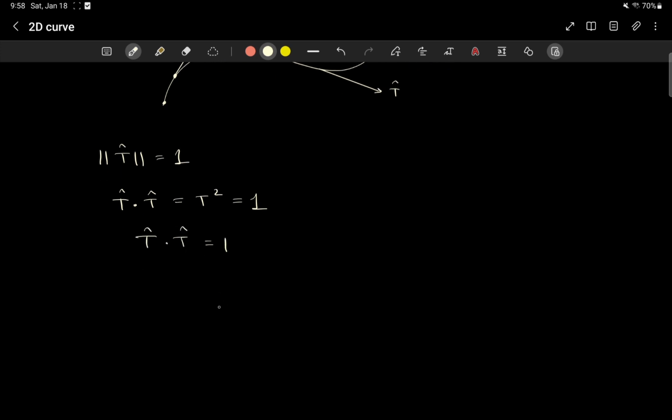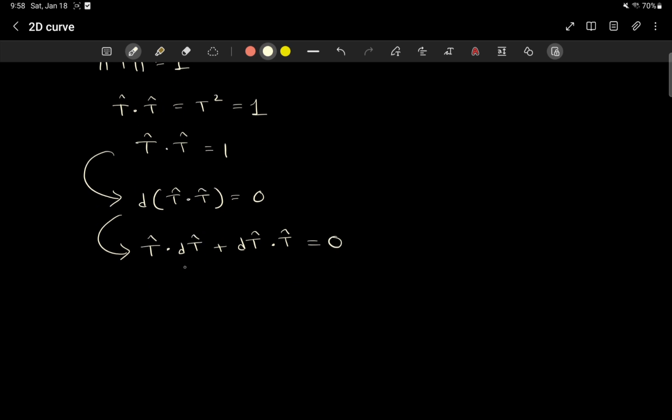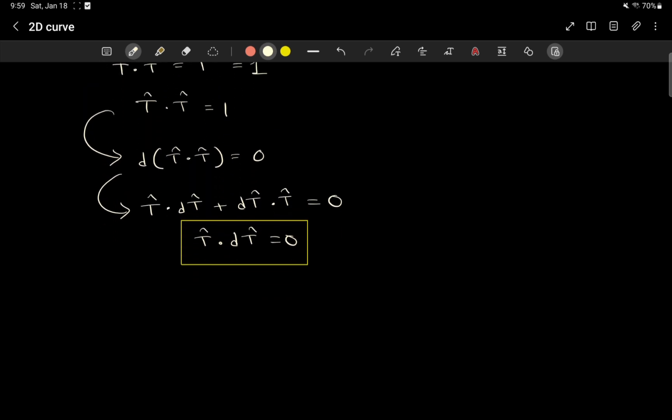If we differentiate both sides, then d of t dot t will be equal to 0, because the differential of a constant is 0. And using the rule of differentiation, you will find that it will be t dot dt plus dt dot t, which will be equal to 0, of course. And you will get here that 2t dot dt is equal to 0. And you can just divide both sides by 2 and get something like this. Okay, so what are we really seeing here?